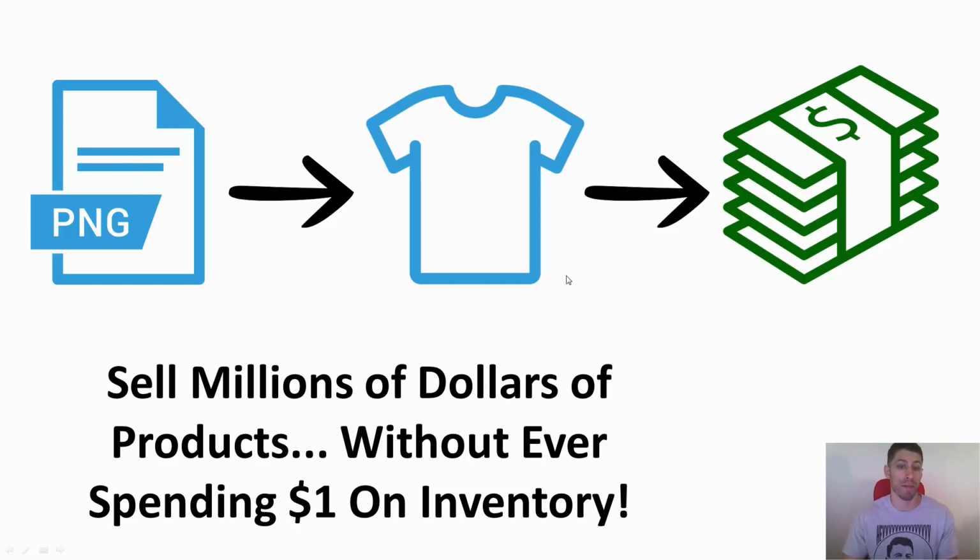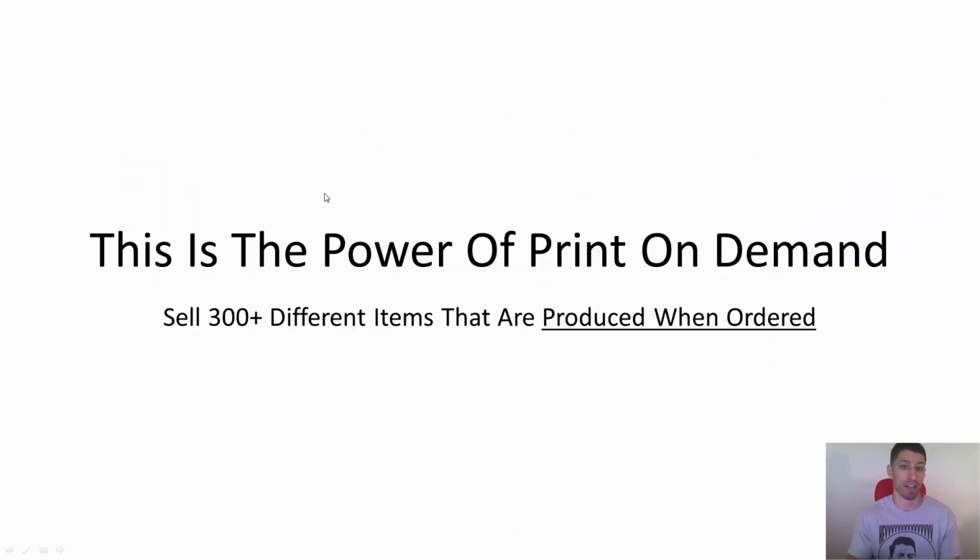This is how you're going to be able to sell millions of dollars of product without ever spending $1 on inventory. You'll never have this shirt. In fact, this is the power of print on demand. You get to sell 300 different products that are only produced when ordered, right? That's the print on demand part. When are they printed? Well, when they're demanded. When are they demanded? When they're ordered.